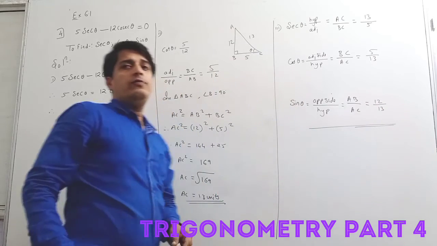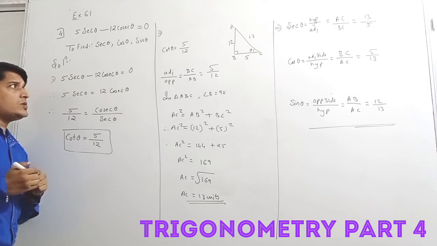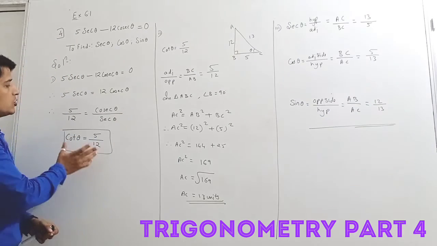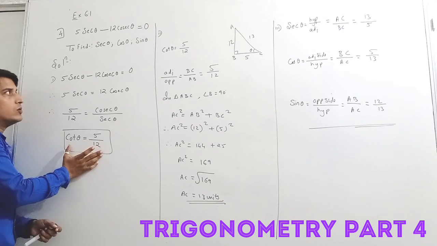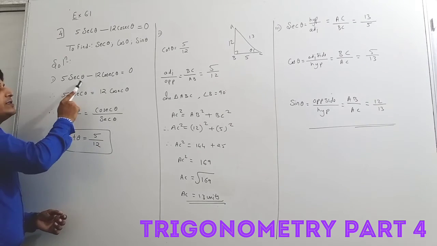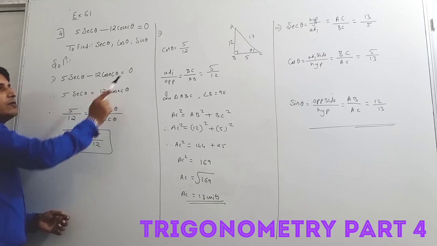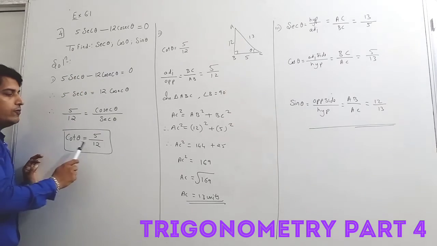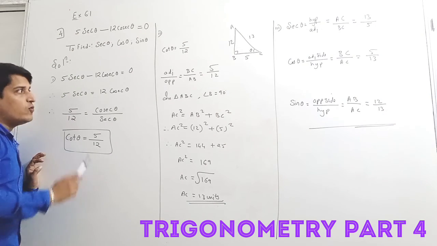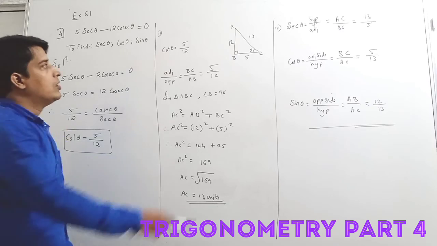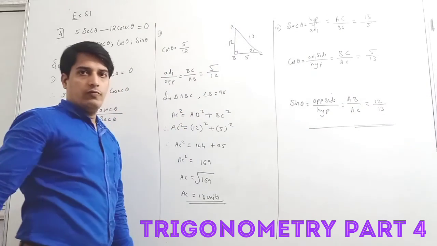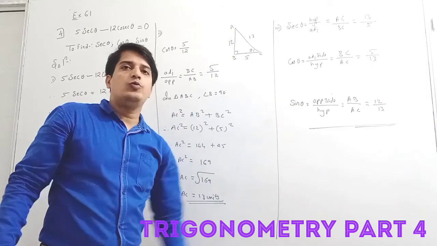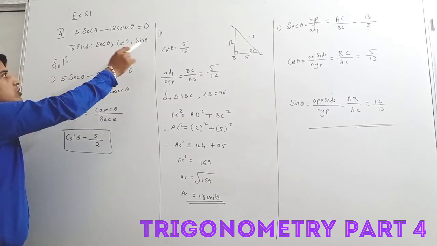That is the way we are solving this sum. This sum was a little lengthier compared to the earlier sum because we were supposed to find a particular value. They gave 5 sec theta minus 12 cosec theta equals 0. By using this information, I got the value of cot theta, through which we were able to find all three sides, and then just substituted the values to get the values of the ratios.